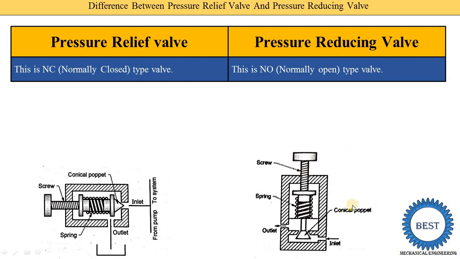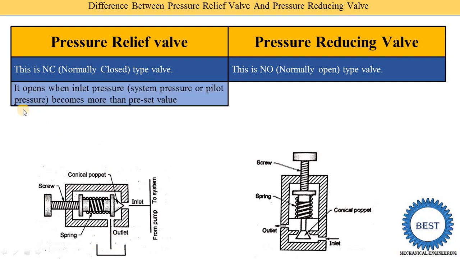In a pressure reducing valve, this outlet is connected with the system. Suppose oil is coming here at 12 bar pressure and it is reduced, then this outlet is connected with the system. In a pressure reducing valve it is a normally open type valve because its outlet is connected with the system, means from this end the oil is supplied to the directional control valve. From the directional control valve it is further supplied to the other components of the hydraulic as well as pneumatic systems. But in a pressure relief valve the outlet is connected with the tank or reservoir.